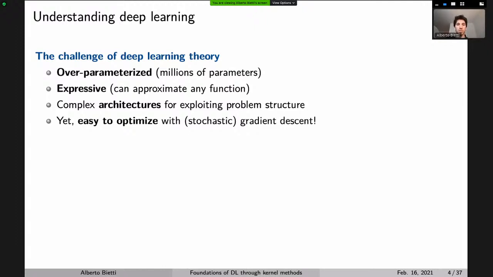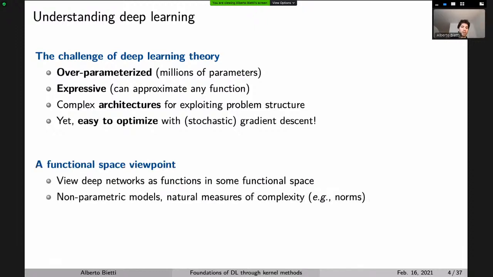So in this work, we try to abstract away some of this complexity by studying models as functions from a functional space. So we kind of ignore all the parameters in the model, and we simply view these neural network models as elements of some functional space. And this gives rise to more traditional methods like non-parametric statistics, which allows you to ignore the number of parameters and view the complexity as coming from some underlying measure of complexity, like a norm.